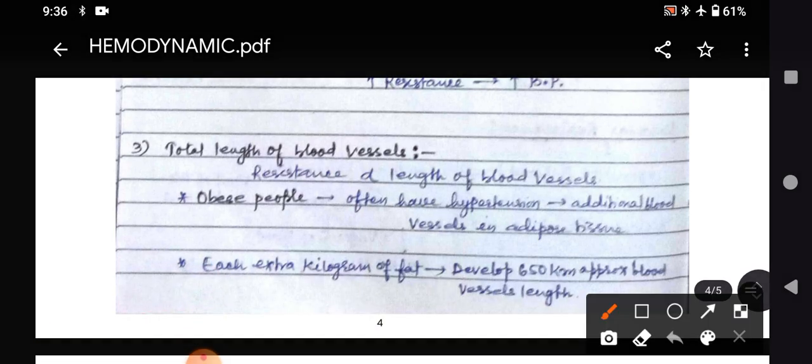Now we will see the third factor, that is total length of the blood vessels. Resistance is directly proportional to the total length of the blood vessels. In case of obese people, when they are suffering from hypertension, there will be additional growth of blood vessels in the adipose tissues, and for each 1 kilogram the development is around 650 kilometers length of blood vessels.